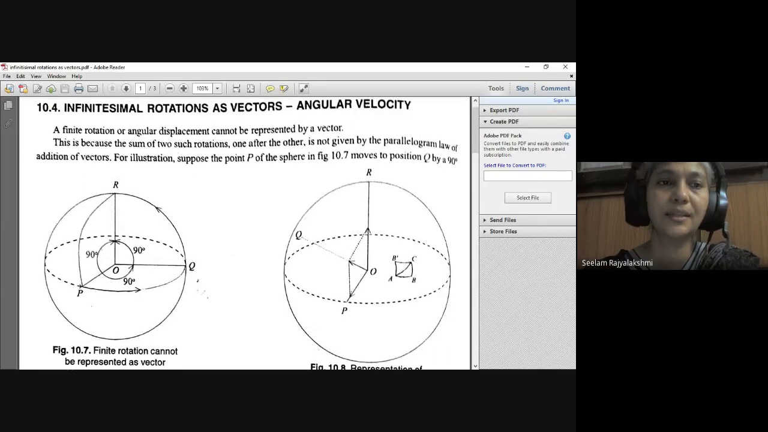First one, let us see a finite rotation, or any angular displacement, which cannot be represented by a vector. Why can a finite rotation or an angular displacement not be represented by a vector? Because the sum of two such rotations, one after the other, is not given by the parallelogram law of addition of vectors. Now let us see that one.